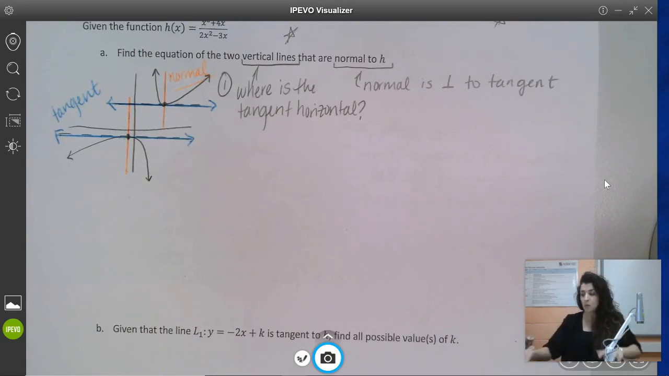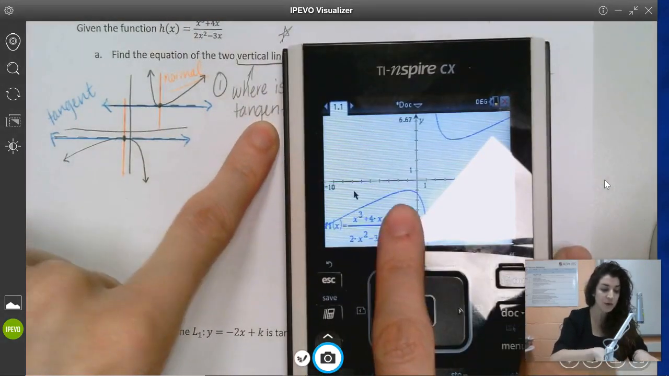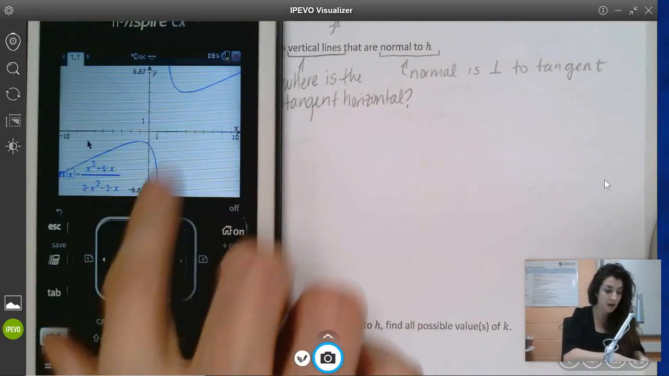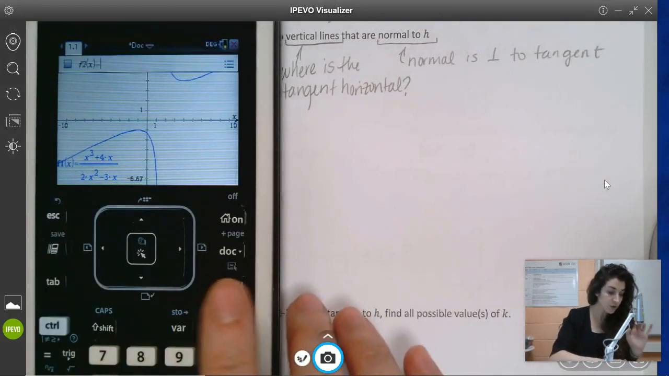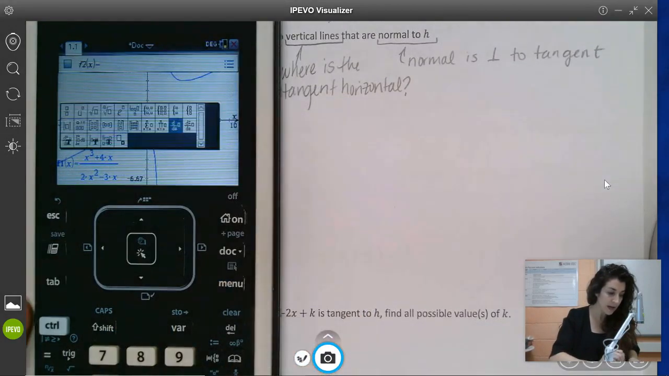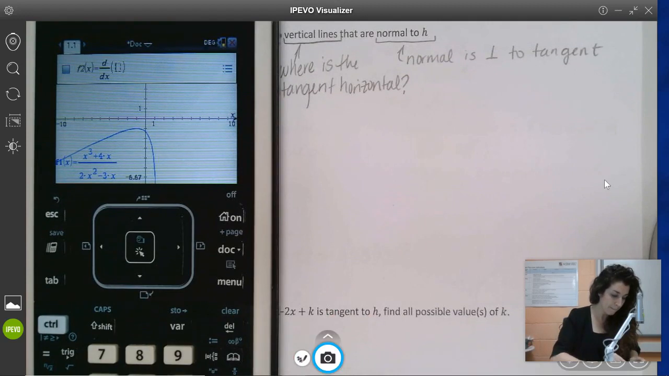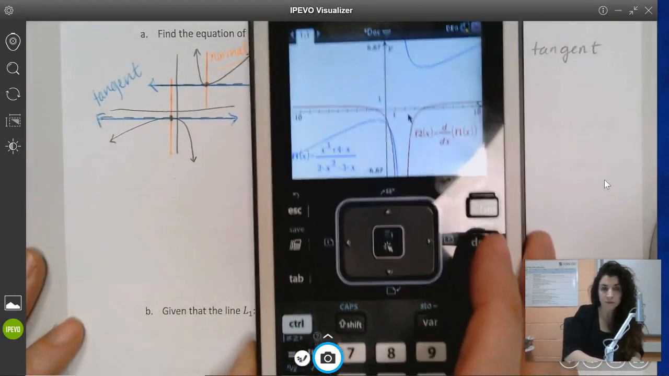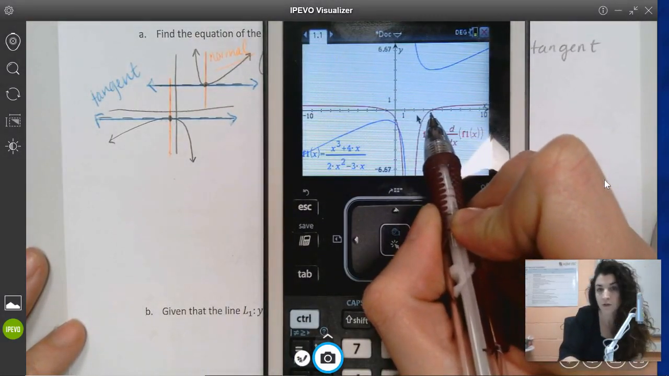All right. So we need to find out where the tangent would be horizontal. Well, the tangent would be horizontal where there's a maximum here and a minimum here. You could use your maximum and minimum on your calculator to find that, or you could also graph your derivative and figure out where your derivative crosses the x-axis. So this is where your derivative crosses the x-axis, and this is where your derivative crosses the x-axis.